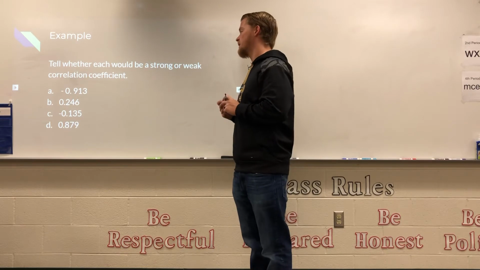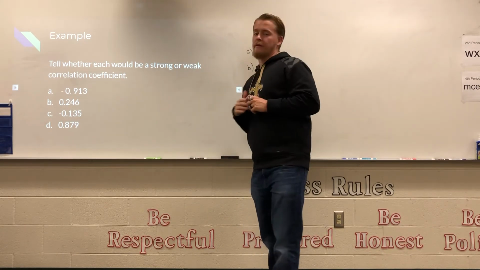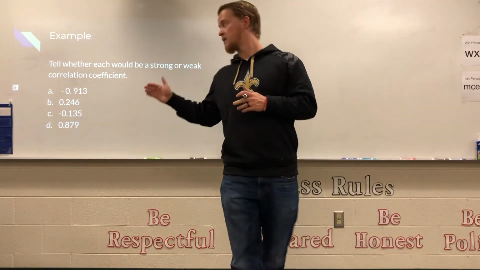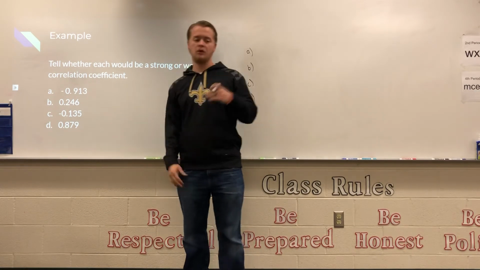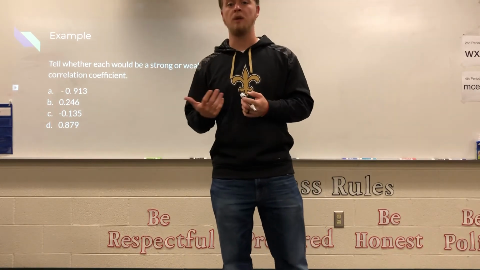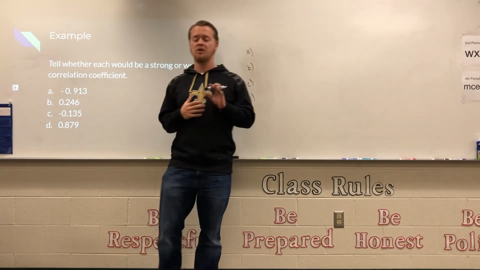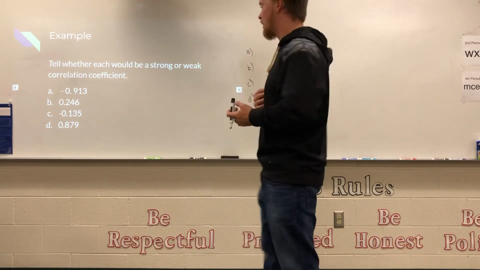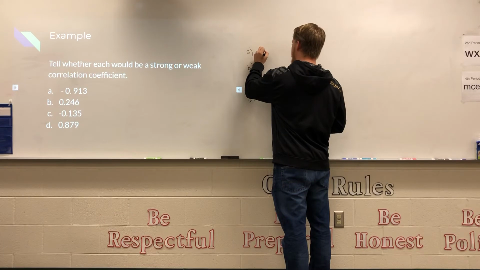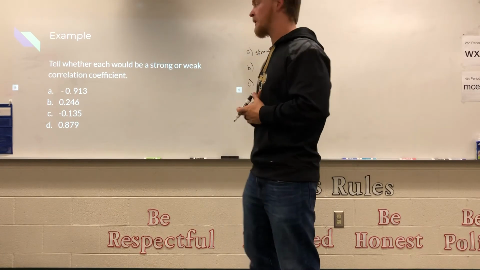So part A, -0.913. On that one, again, this is going back to a couple slides ago. You have to tell, first of all, it's a negative number. So then you have to say, is this closer to -1 or 0 to figure out if it is strong or weak. So -0.9 is much closer to -1. So since it's closer to -1, that means you have a strong correlation coefficient. So if it's closer to -1 or 1, it's strong. If it's closer to 0, it's weak.